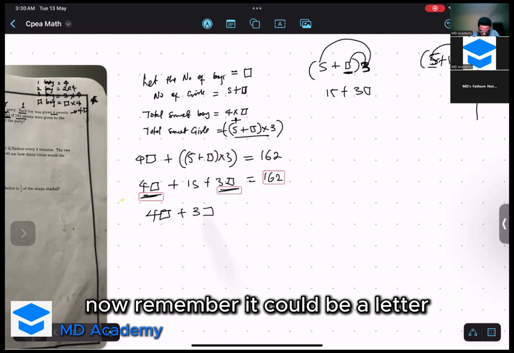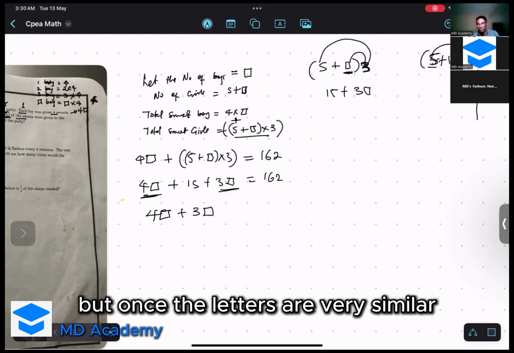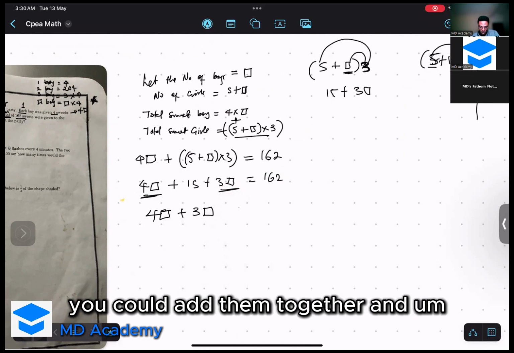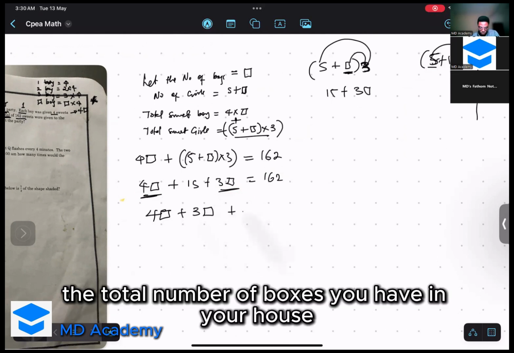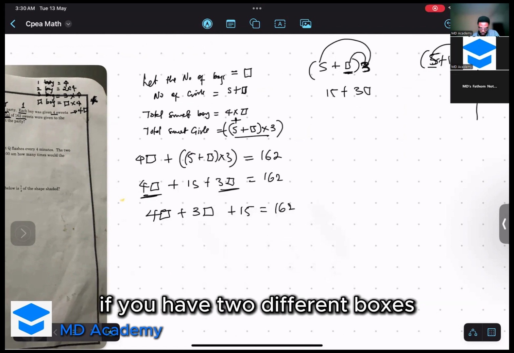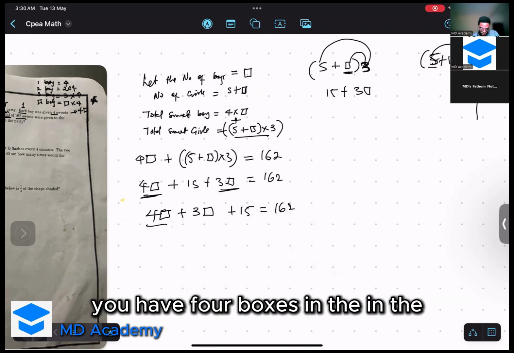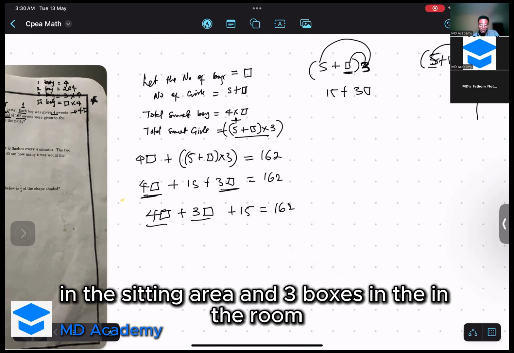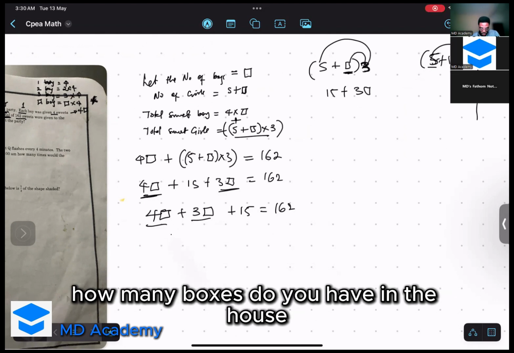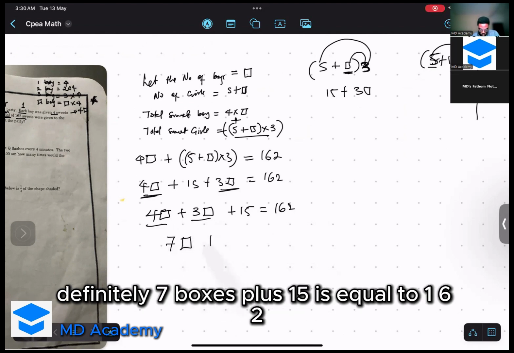Now, remember, it could be a letter, but once the letters are very similar, you could add them together. It would be like adding the total number of boxes you have in your house. If you have 4 boxes in the sitting area and 3 boxes in the room, how many boxes do you have in the house? Definitely 7 boxes plus 15 is equal to 162.